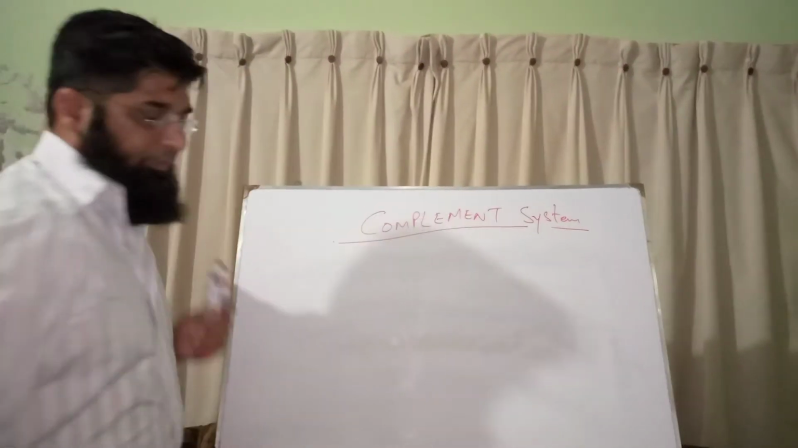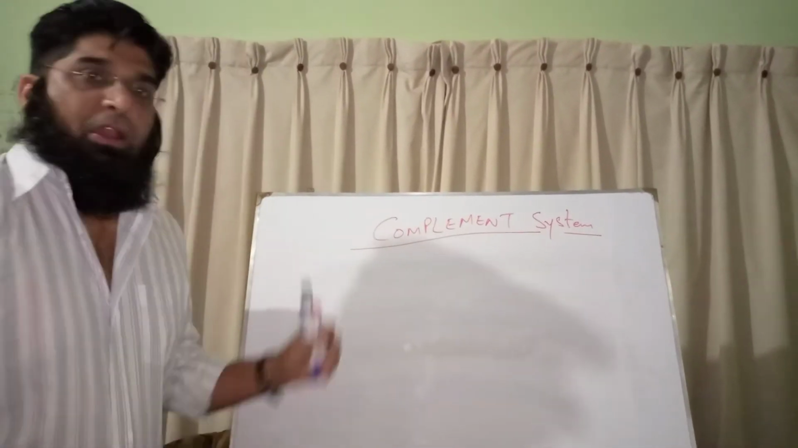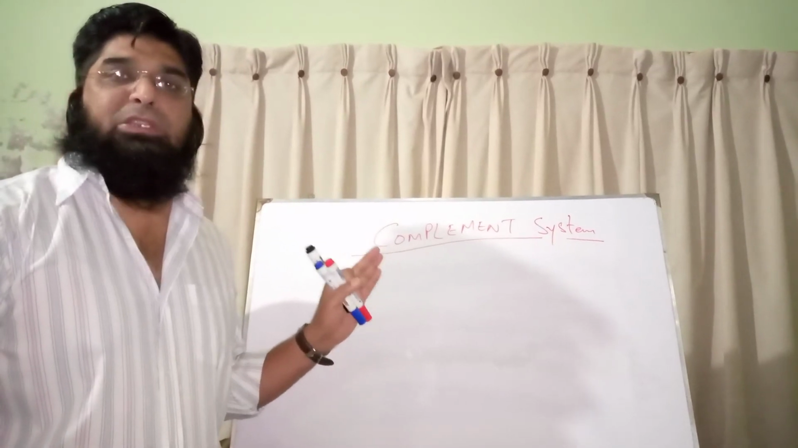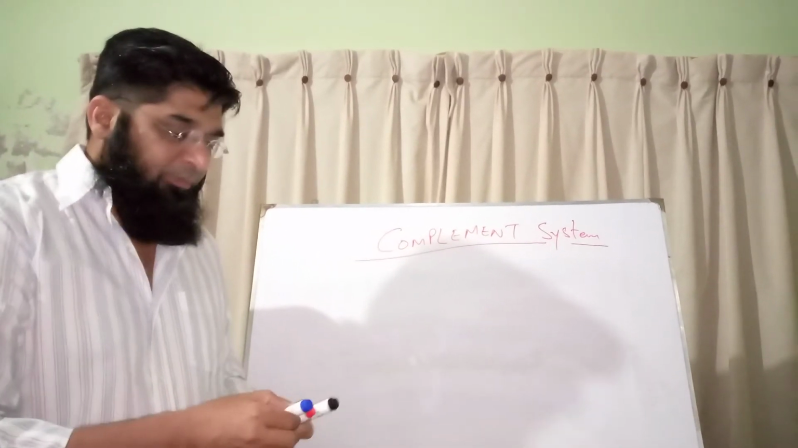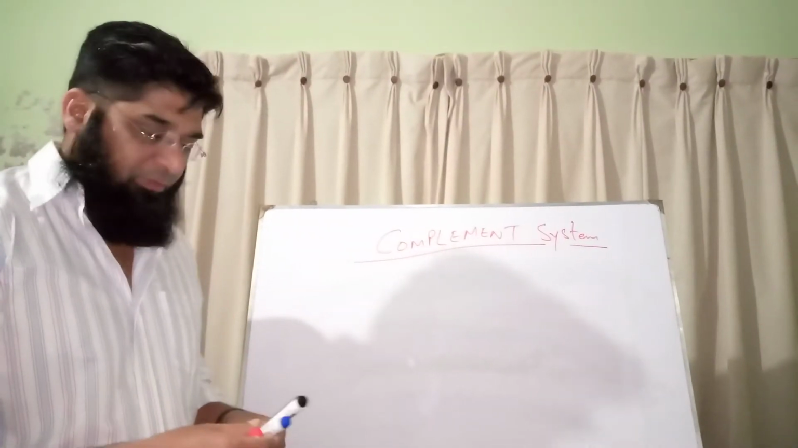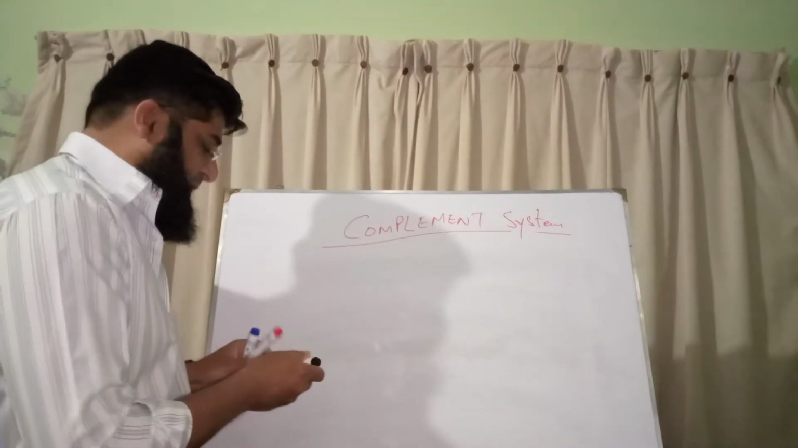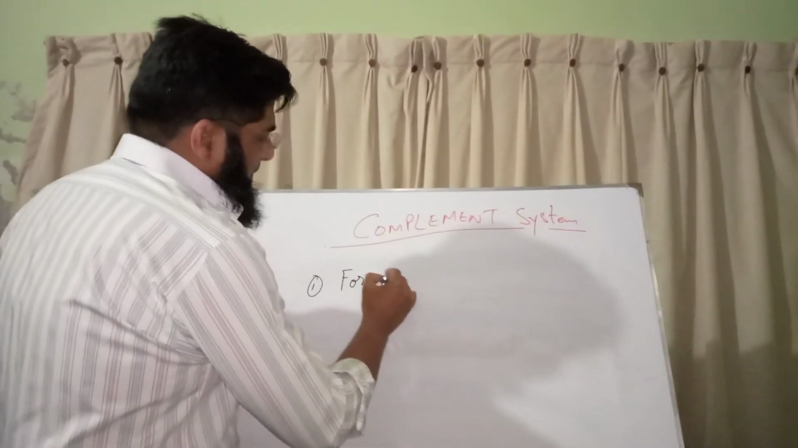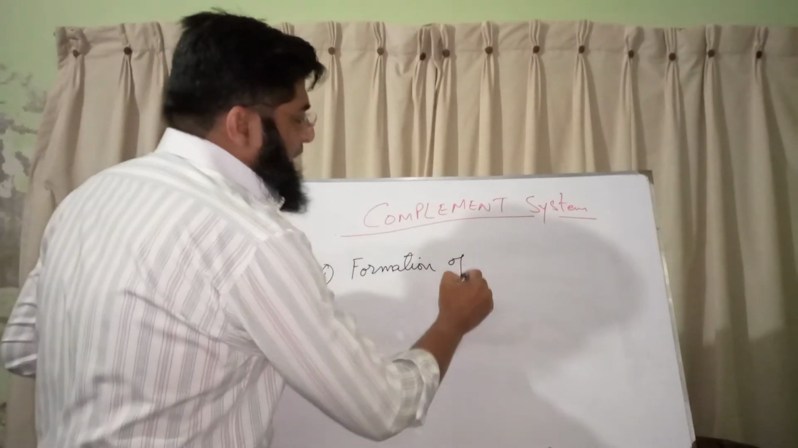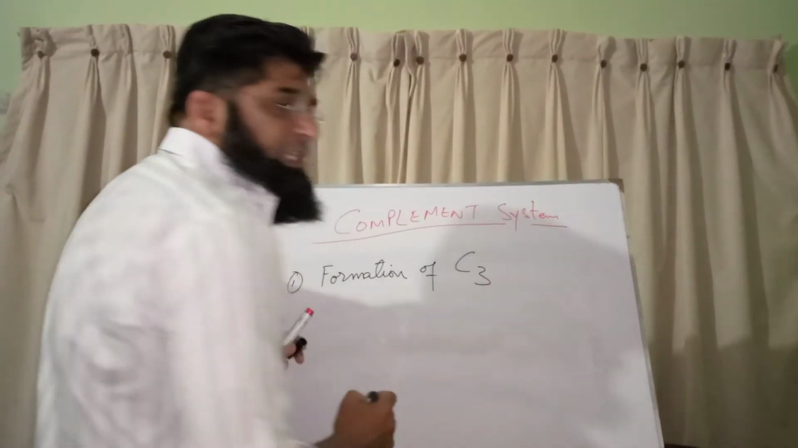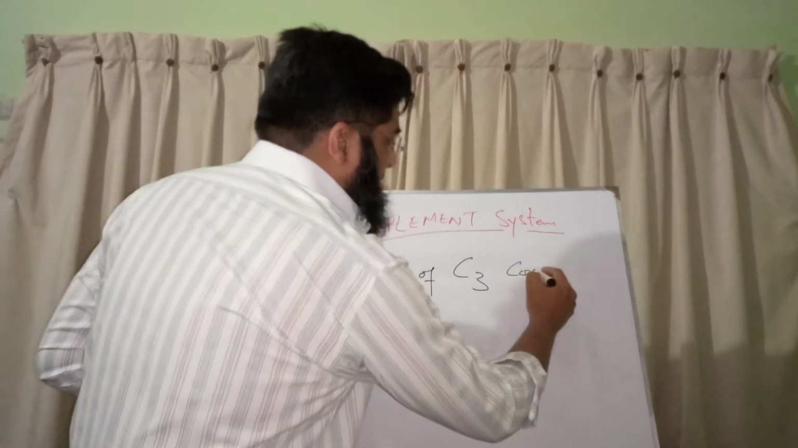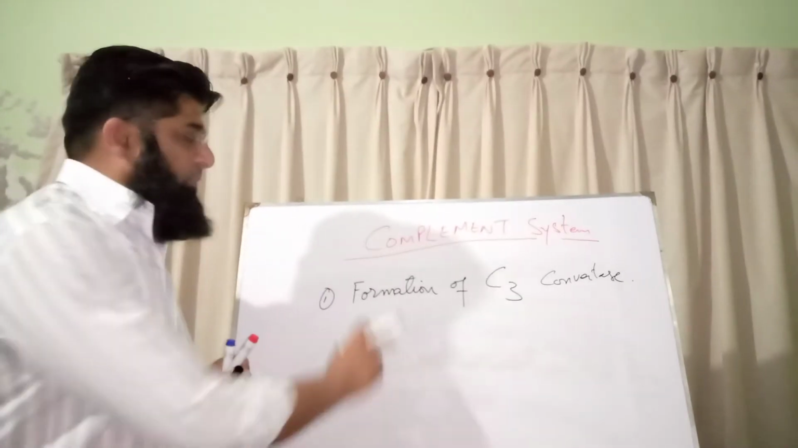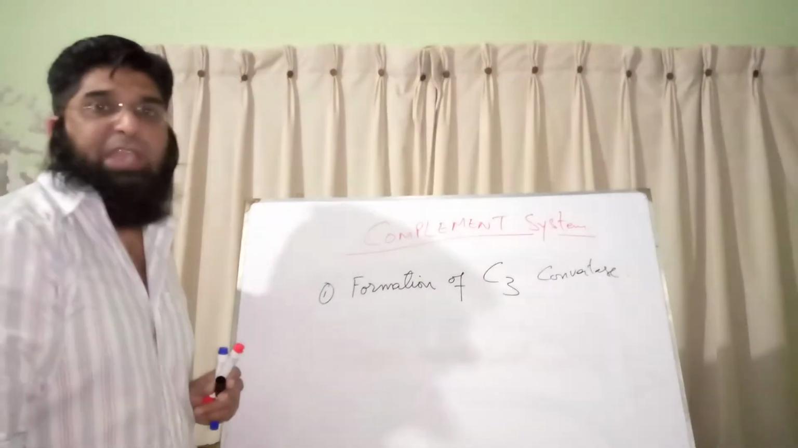Now students, whatever the pathway is, there are three main points in all these three pathways. What are those three points? Number one, formation of C3 convertase enzyme.